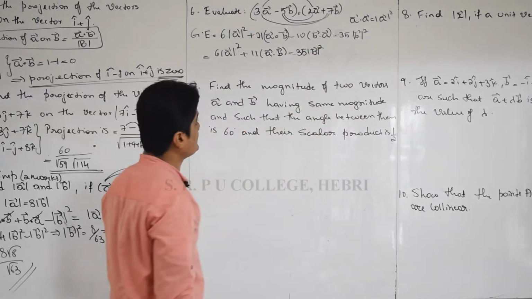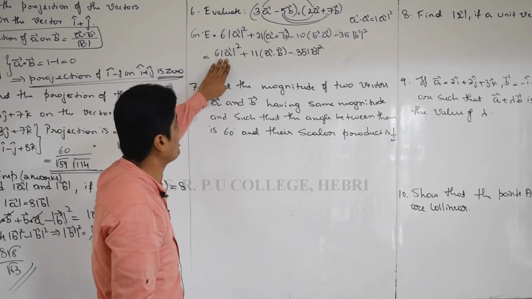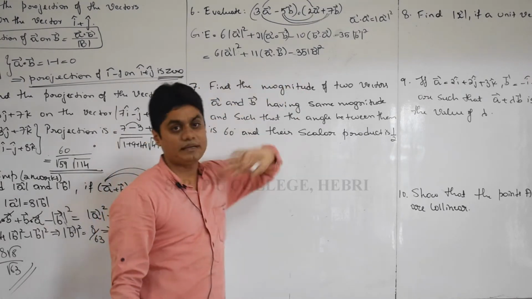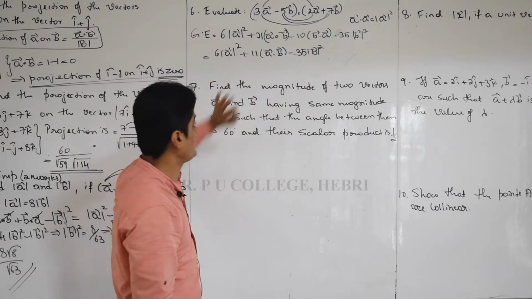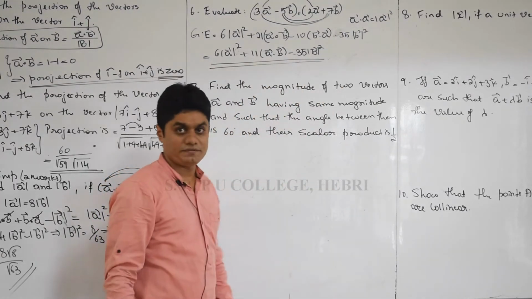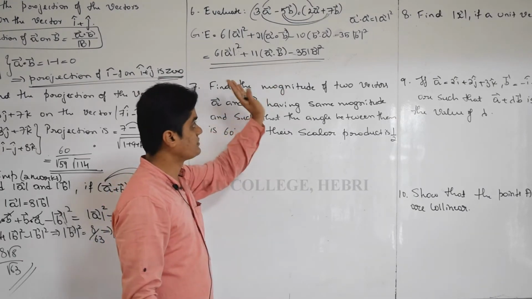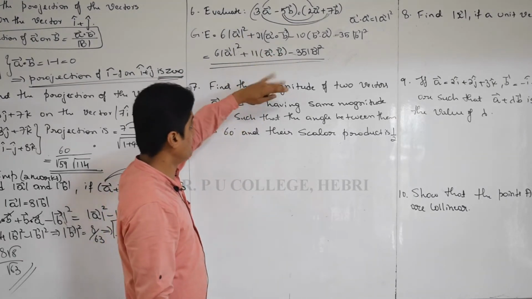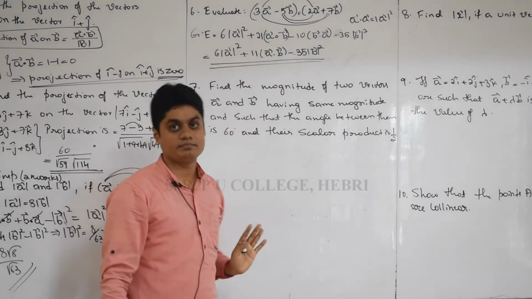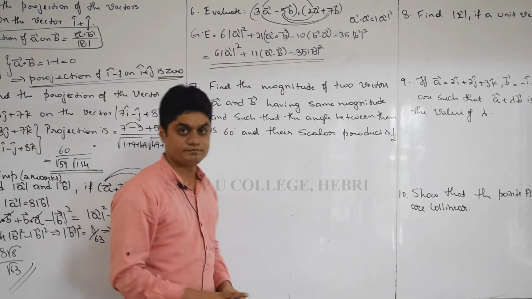More than this it is not possible, because we can simplify only if we know what the magnitude of vector A is and what the magnitude of vector B is. So just keep this answer. Suppose the magnitude of vector A and magnitude of vector B were given, then you could substitute, but here it is not given. The question is just evaluate. Maximum evaluation is only up to this step. Okay, so next question.